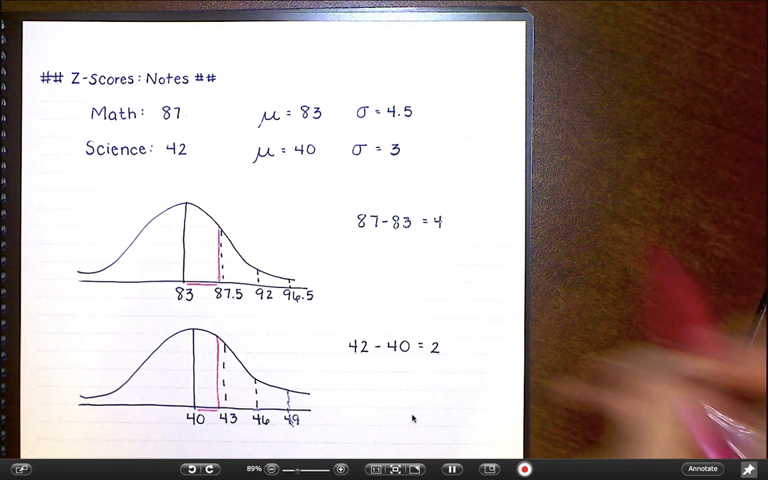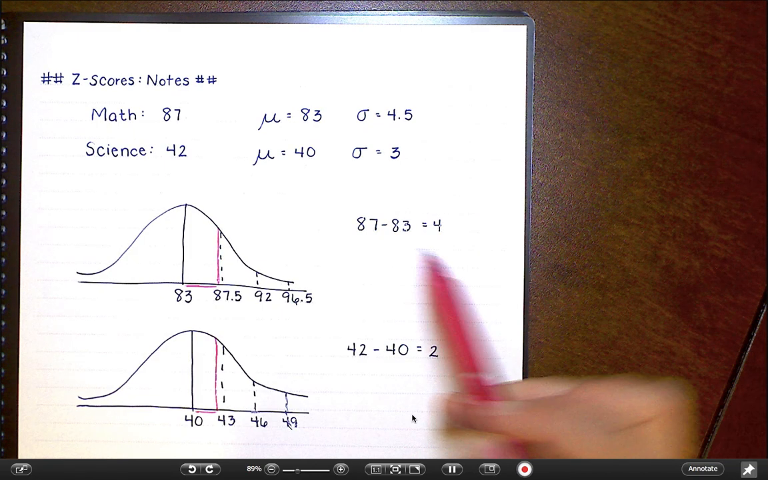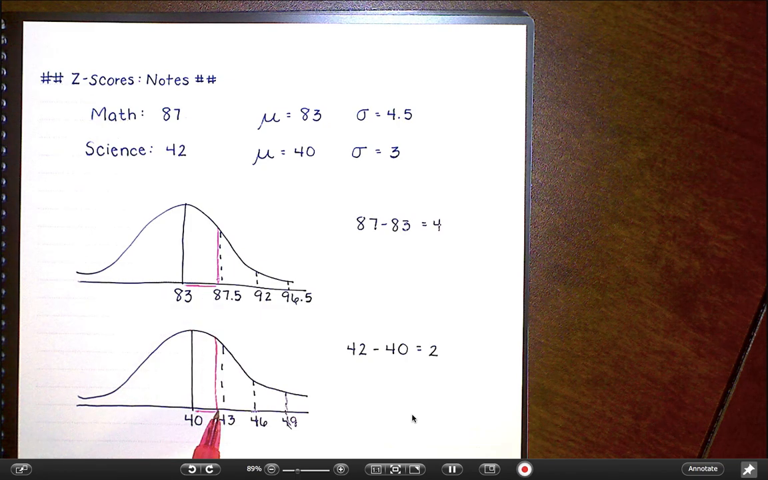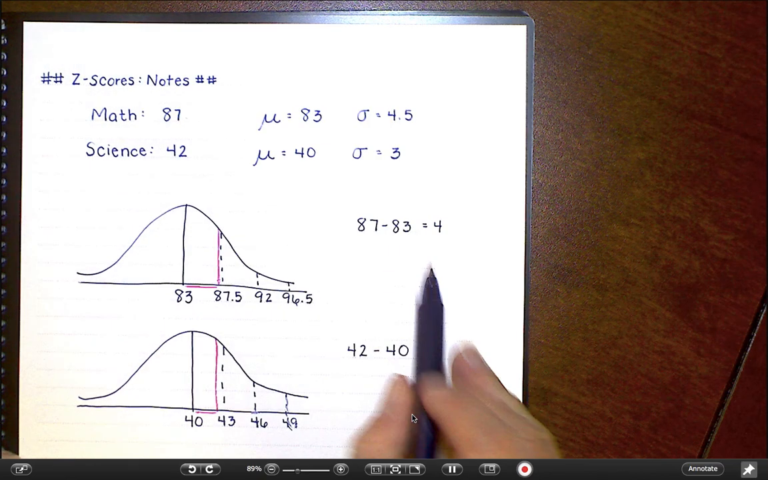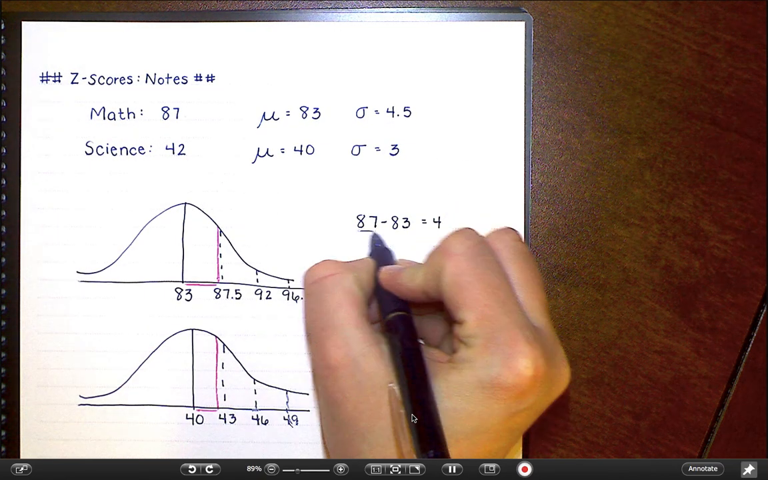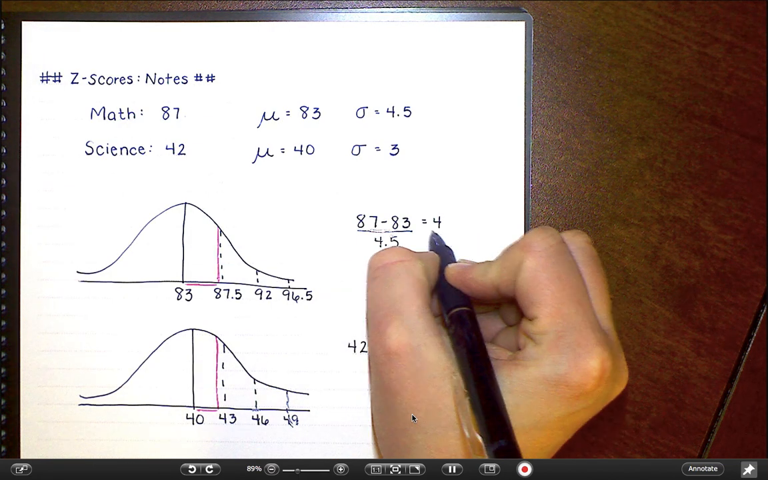But again, I'm not so concerned about my actual raw score here. I want to know in terms of standard deviation, which one of these got me further away from the mean? Which one of these did I outperform the class more, I guess is a better way to say that. So then what I want to do is say, okay, in terms of that standard deviation, how far did I go? So I'm going to take this distance of 4 and divide by the 4.5 for my standard deviation.